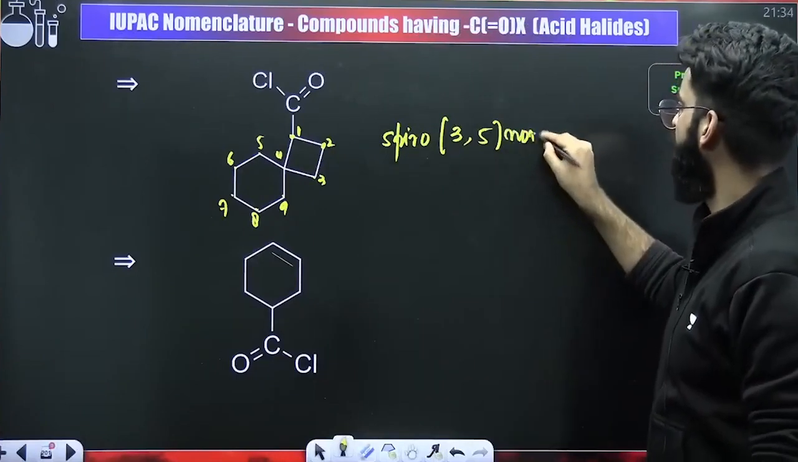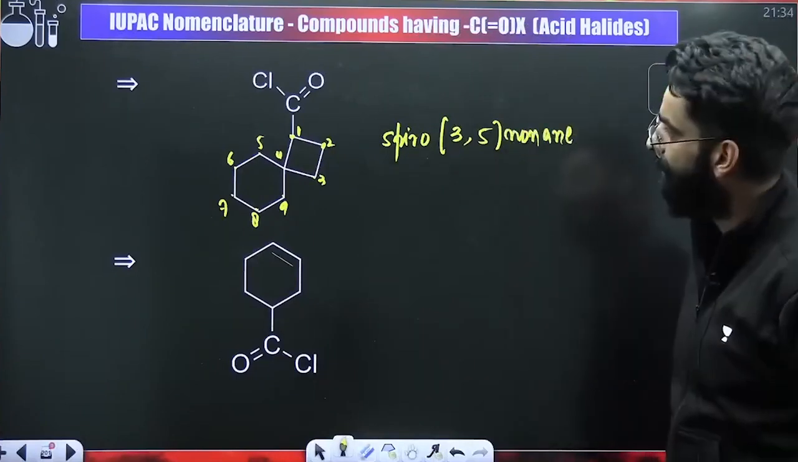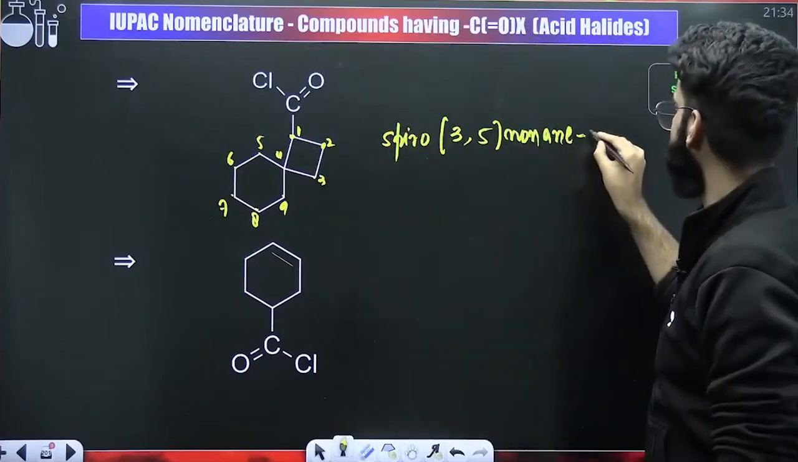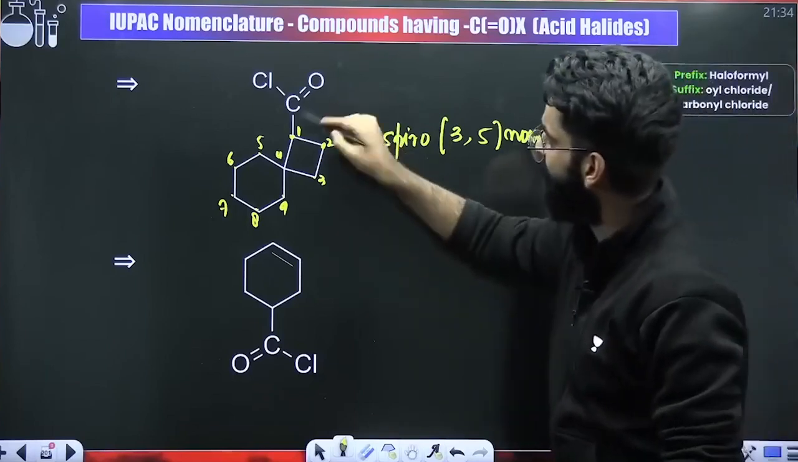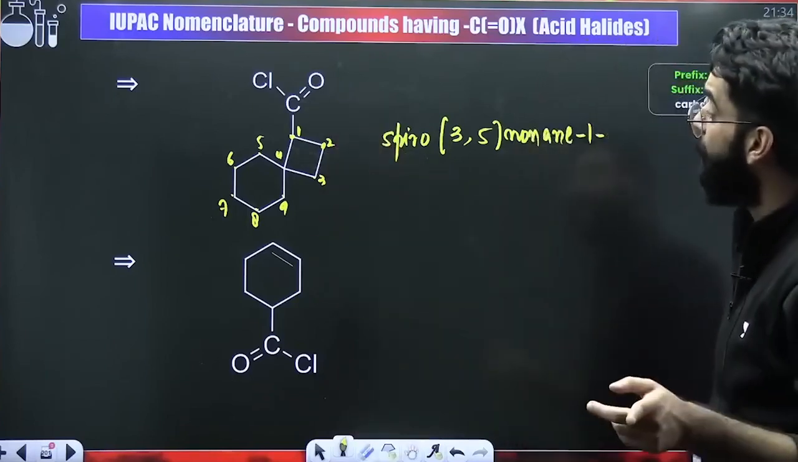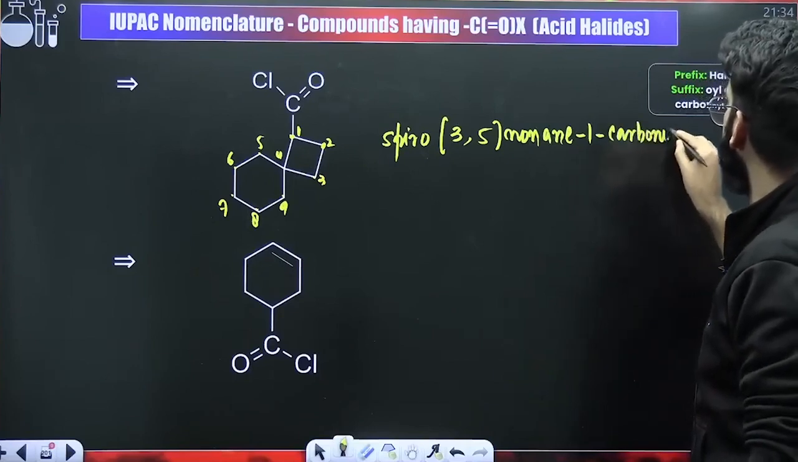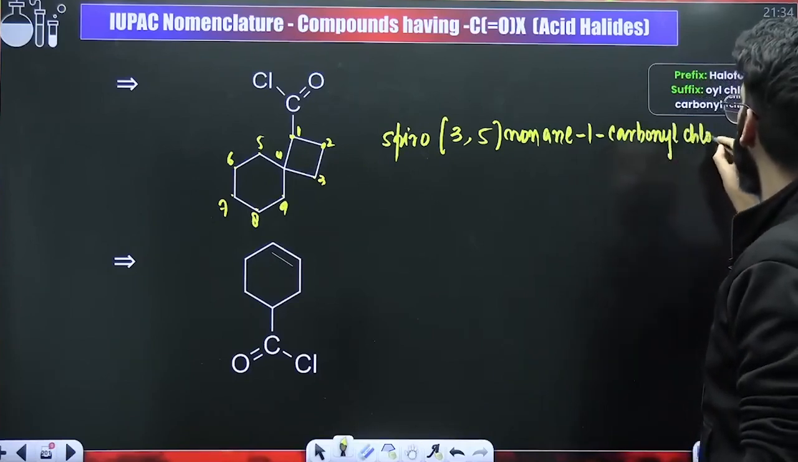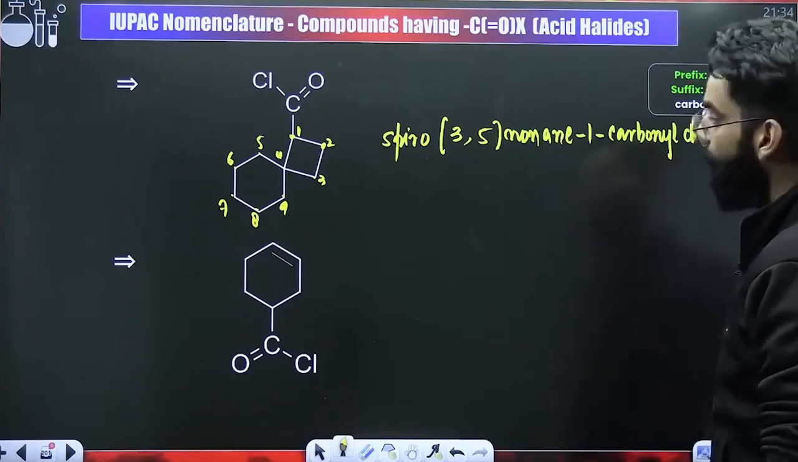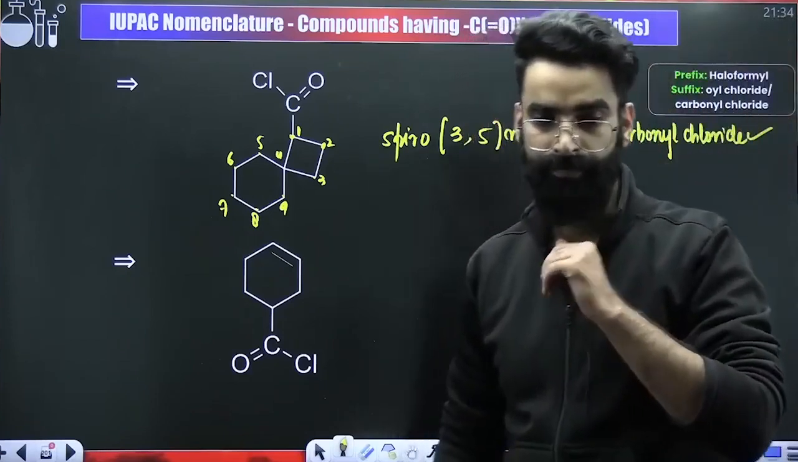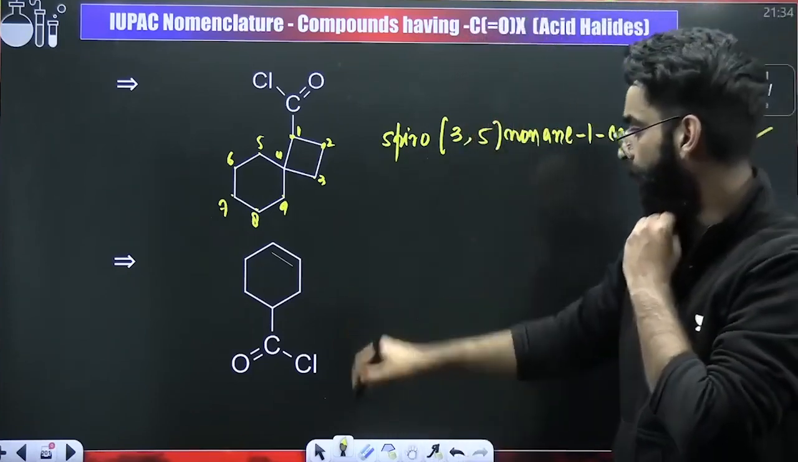So non. Everywhere it's a single bond. So ane. At carbon number 1, there is acid chloride, right? But the carbon of the acid chloride is not included in the main chain. So it has to be carbonyl chloride. Perfect. Carbonyl chloride. Look at the next one.